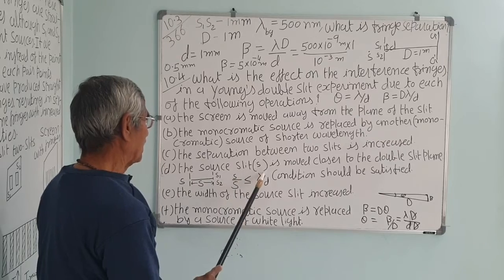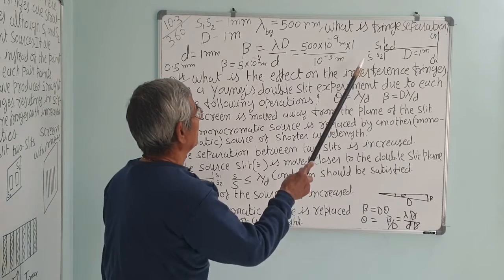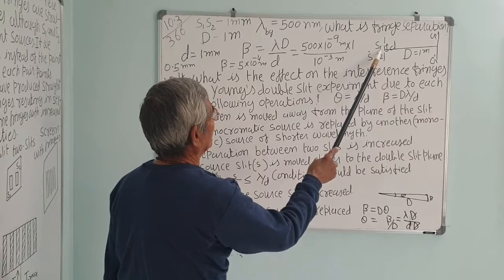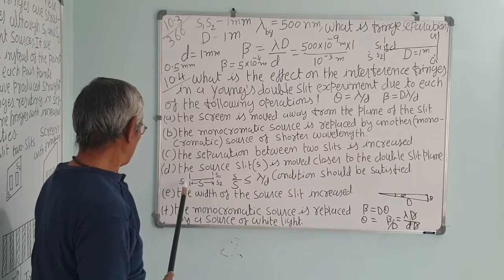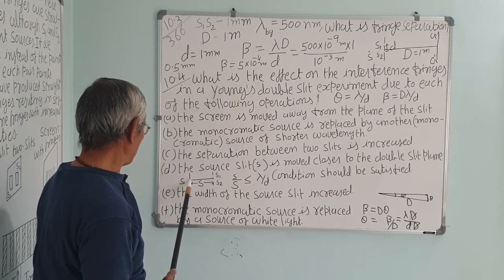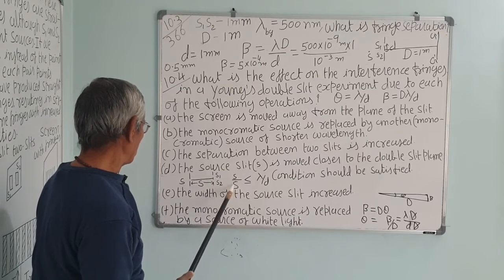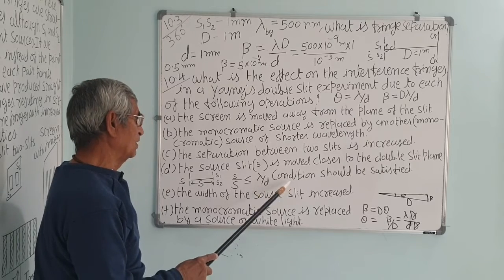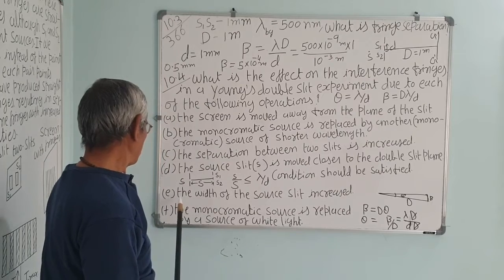The source slit S is moved closer to the double slit. So what will happen? It should satisfy the condition s upon S less than lambda upon d. Say this slit has a width s, and the separation is S, correct? So if it is moved, S will decrease, but it should satisfy the lambda upon d condition, otherwise the fringe width will become less and less sharp and it will finally disappear.